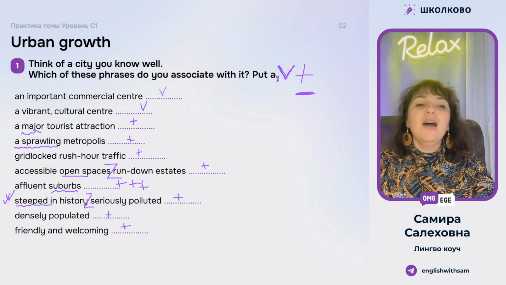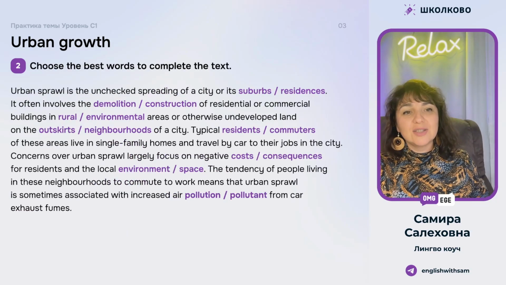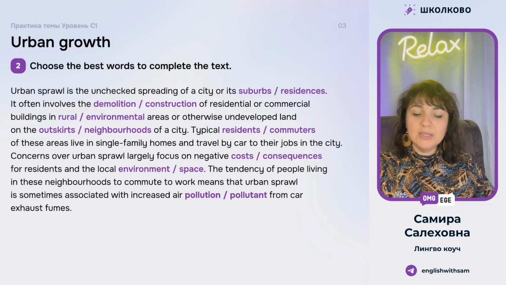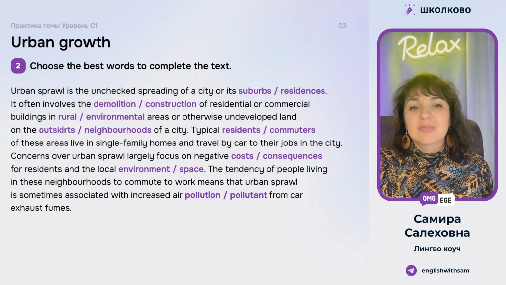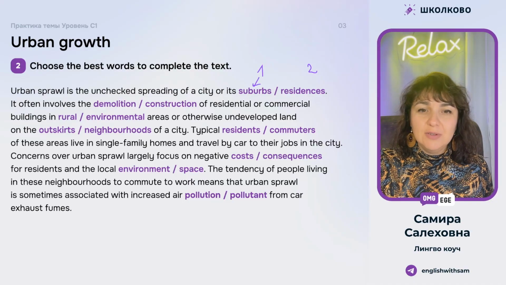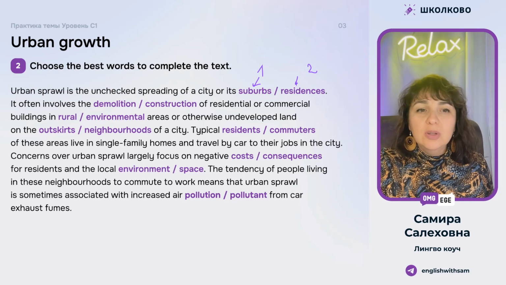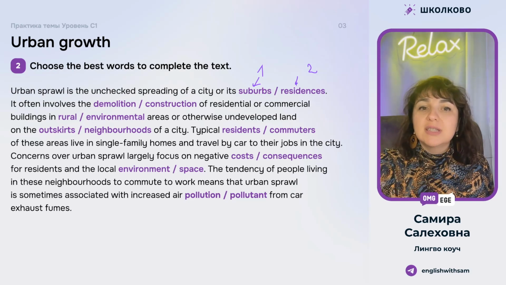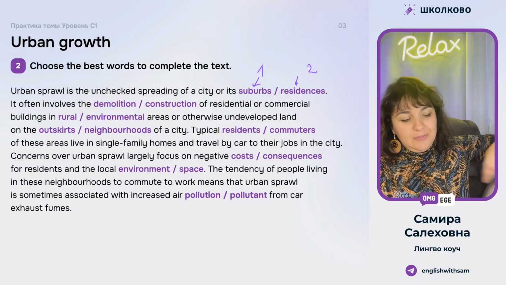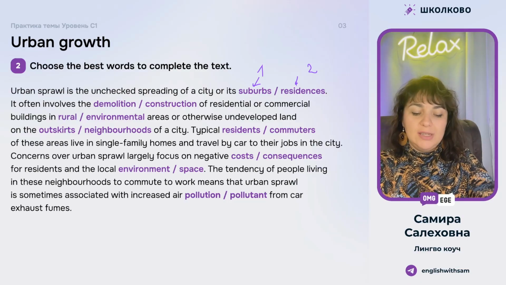Right, so let's choose the best words to complete the text. So could you please write one or two for each, right? So the first variant, the second. Urban sprawl is the unchecked spreading of a city or its suburbs or residents. Suburbs or residents, what is better?